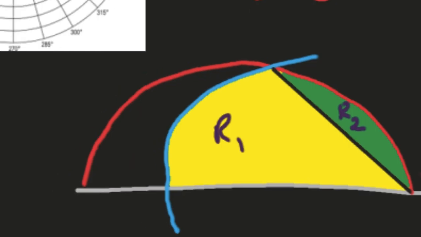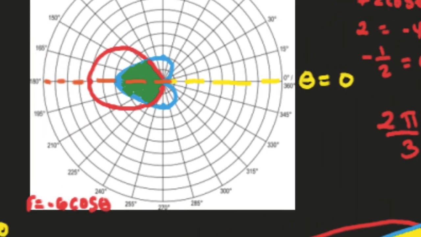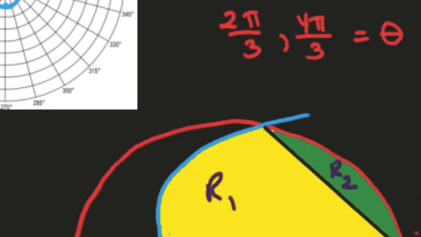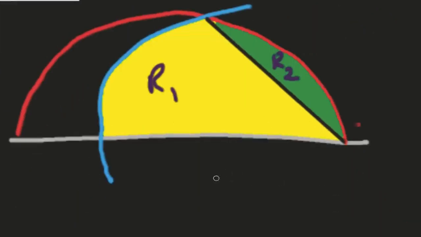Let's look at our graphs again. You see the blue is the cardioid. So right here for R1, you see how we get the blue? It's the cardioid, right? So what we would have to do is integrate from that intersection point, which we found to be 2 pi over 3, to pi.